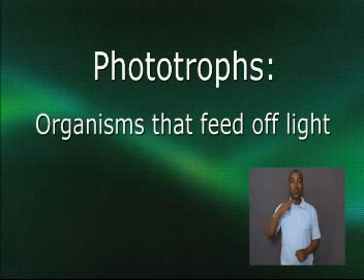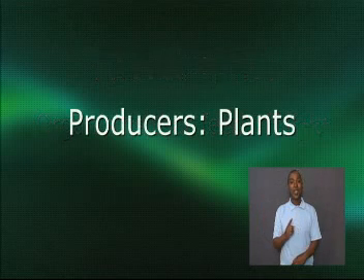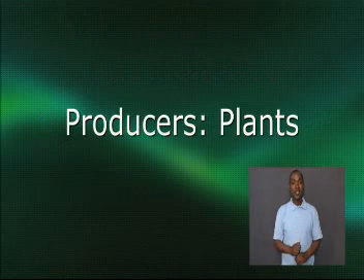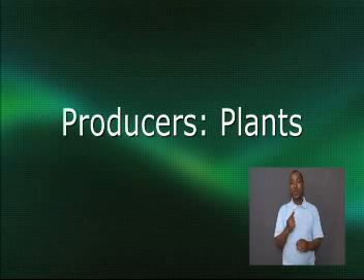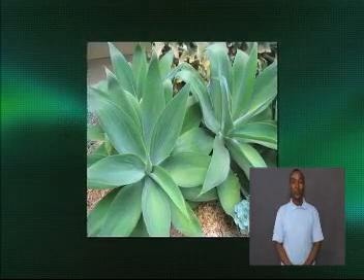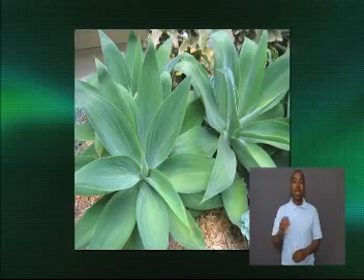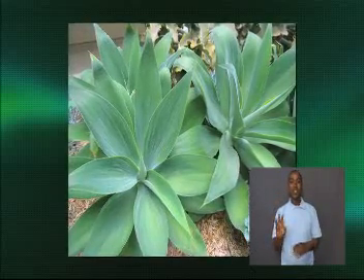Phototrophs are organisms that feed off light, such as plants. They are known as producers because of their role in making carbohydrates. While plants are doing this, they also absorb carbon dioxide and produce oxygen. This helps to balance the gases in the atmosphere and provides all living things with the oxygen needed to breathe.